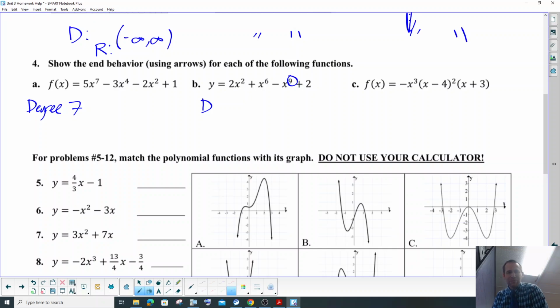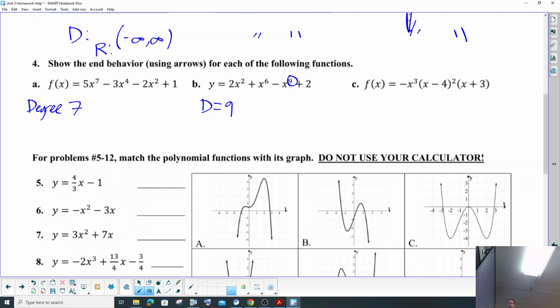Oh, by the way, pause me. If you haven't done so, pause me and try it on your own. I forgot to tell you that with those graphing ones. You try these ones on your own now, remember? Pause me. Try it on your own. Okay, so the degree for that one is 9.